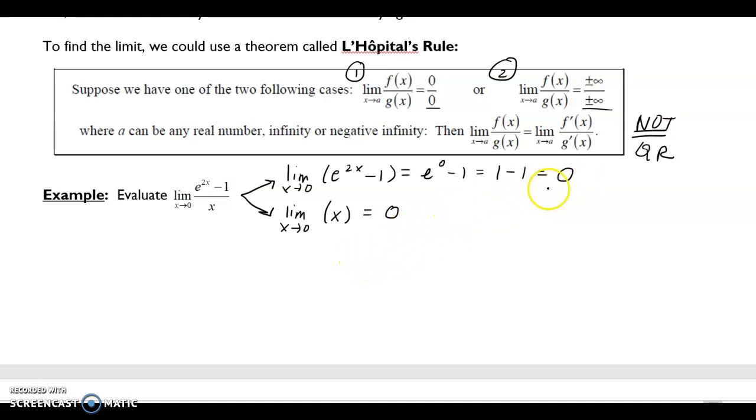If both of those are 0, or if both of those are infinity or negative infinity, then I can use L'Hopital's rule. If not, then I cannot use this rule. And so what this means now is, I'm going to rewrite my original limit.